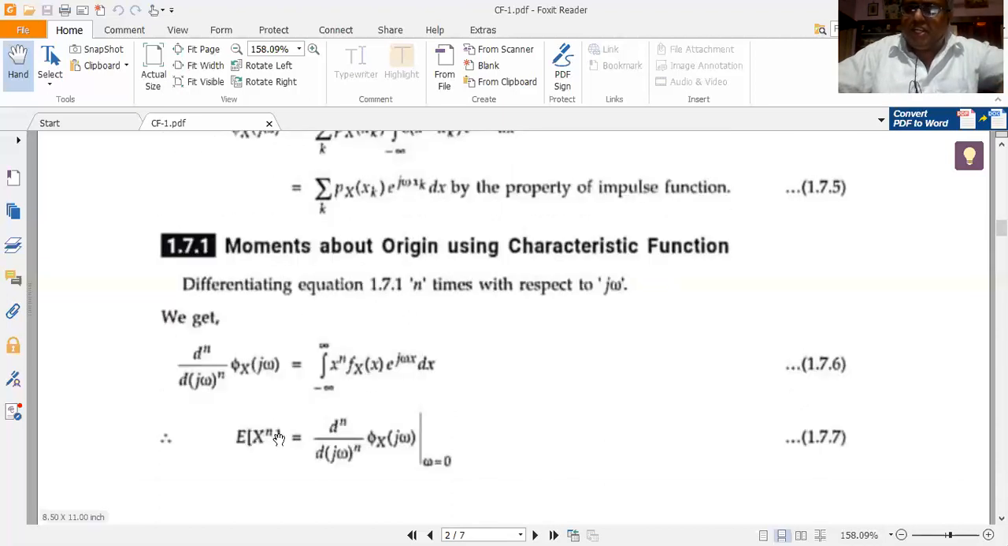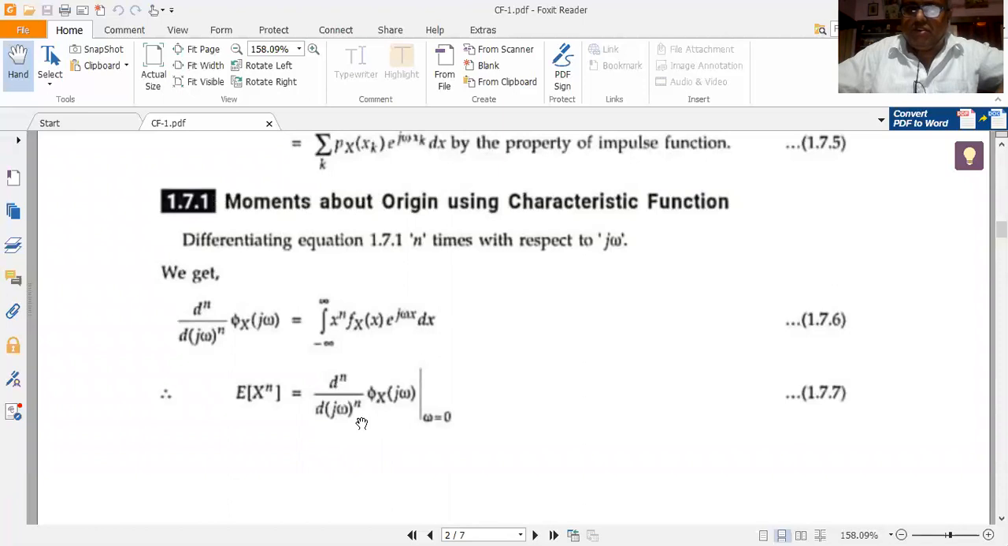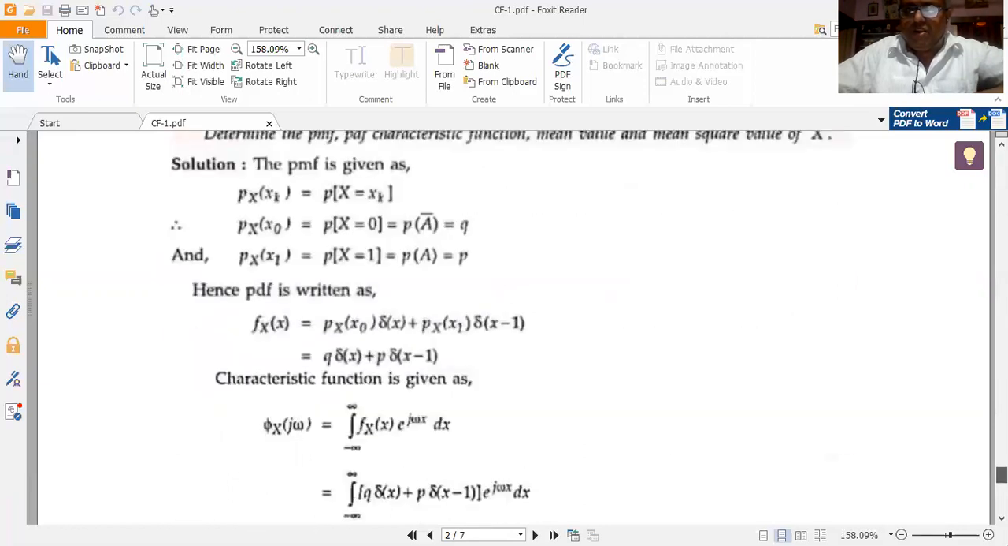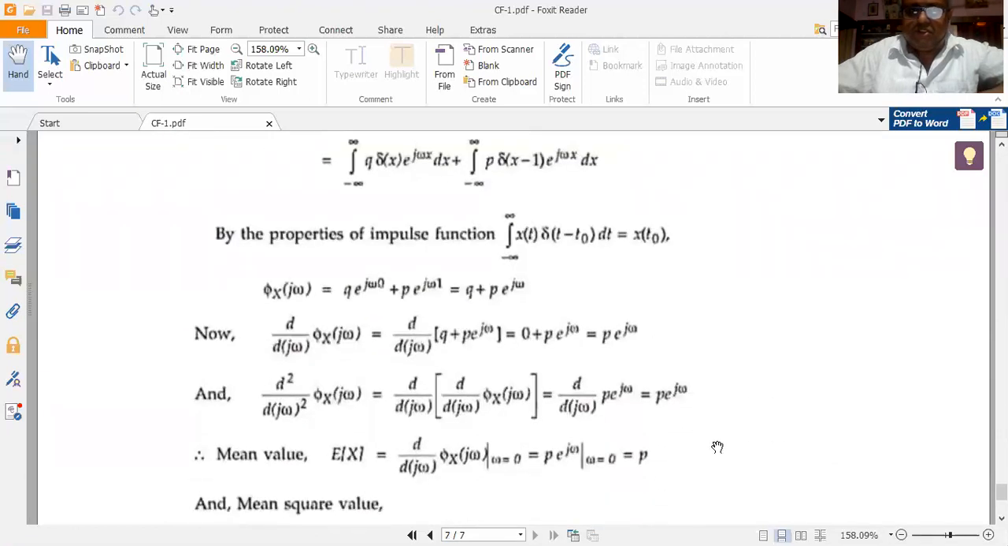If I differentiate thrice and equate omega is equal to 0, then I get E of x cubed, which gives me skewness. If I differentiate 4 times with respect to j omega and equate omega to 0, then I get E of x to the power of 4 corresponding to kurtosis. So on and so forth, I can get higher order moments. Here I shall be putting n is equal to 1 and n is equal to 2, after differentiating once and twice and then getting the result. This formula is exclusively used in computing the mean and mean squared value of the Bernoulli distribution. So that's what I am doing here.